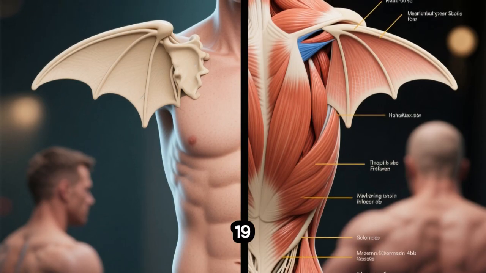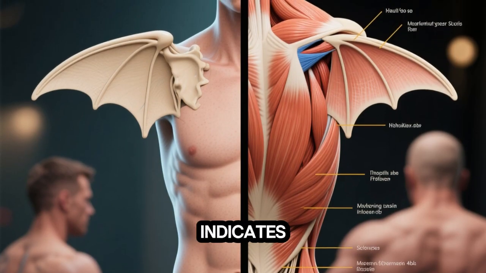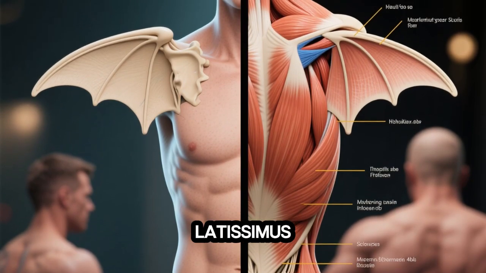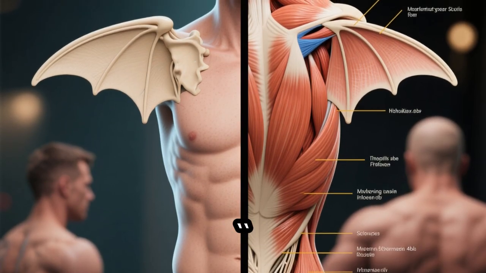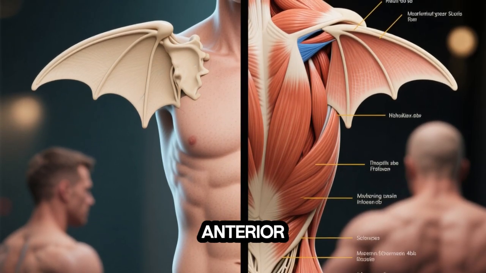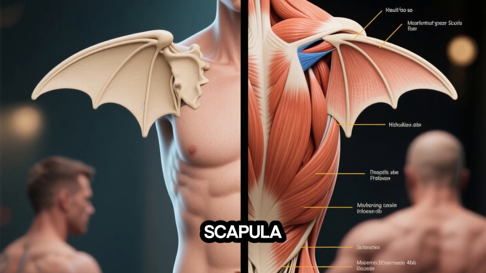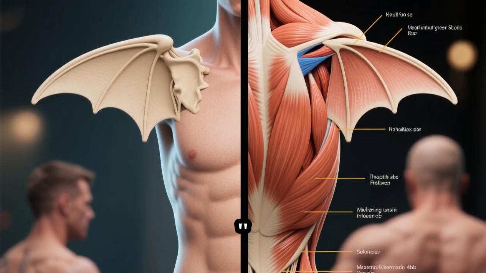Question 19. Scapular winging most commonly indicates weakness of: A. Rhomboids. B. Serratus anterior. C. Latissimus dorsi. D. Pectoralis minor. The answer is B, serratus anterior. Weakness fails to anchor the scapula against the thoracic wall.